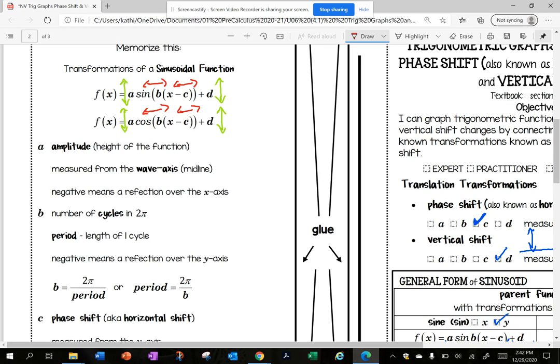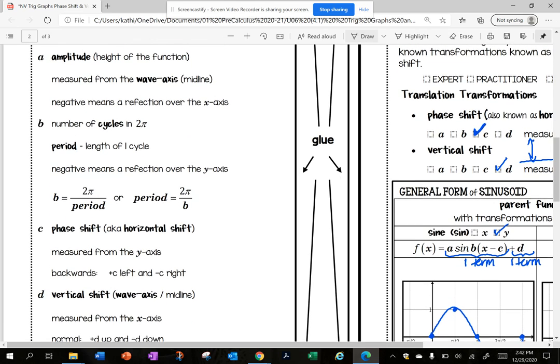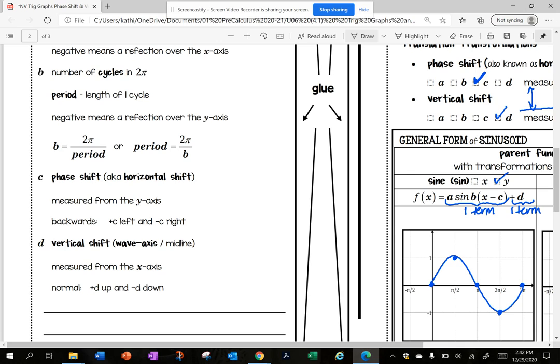I need to remember what everything is called. So trig has a lot of its own vocabulary. So A is amplitude. B is the number of cycles in 2 pi. And that's related to period, the horizontal length for one cycle. C, instead of calling it the horizontal shift, is now called the phase shift. And I measure this from the y-axis. And the vertical shift is measured from the x-axis.